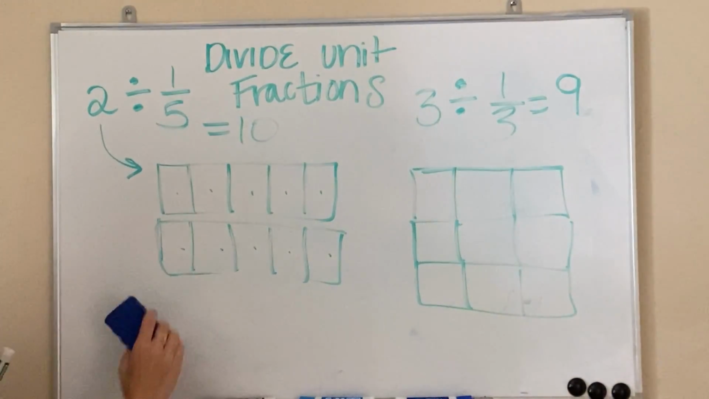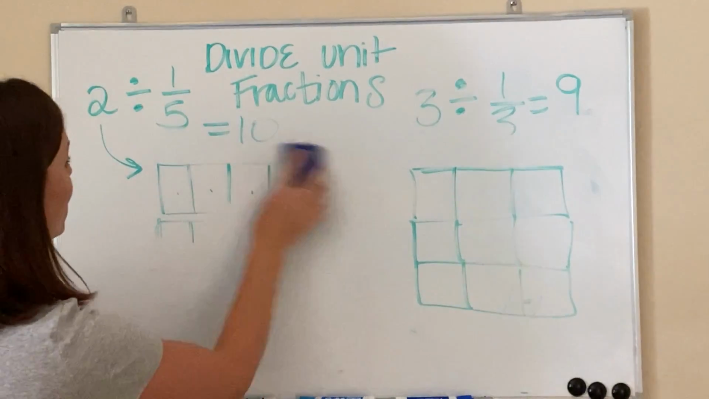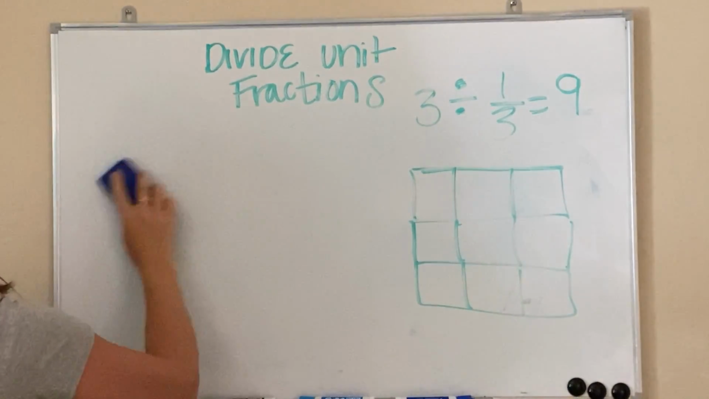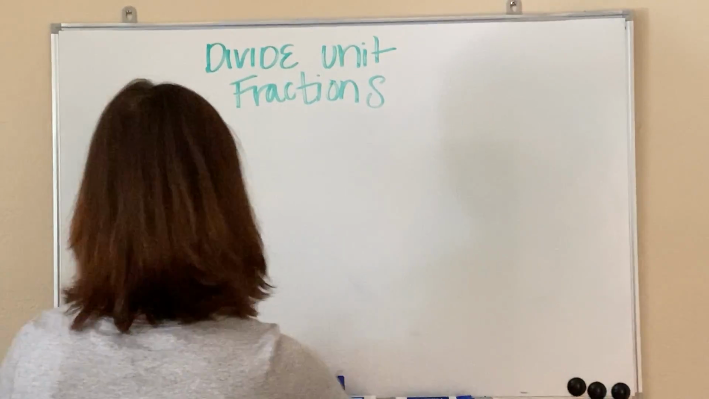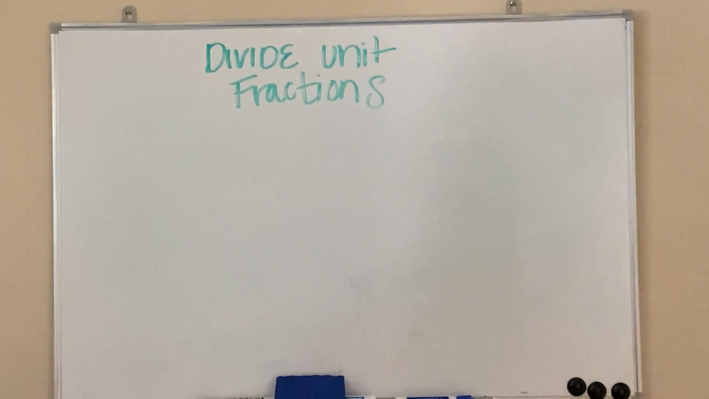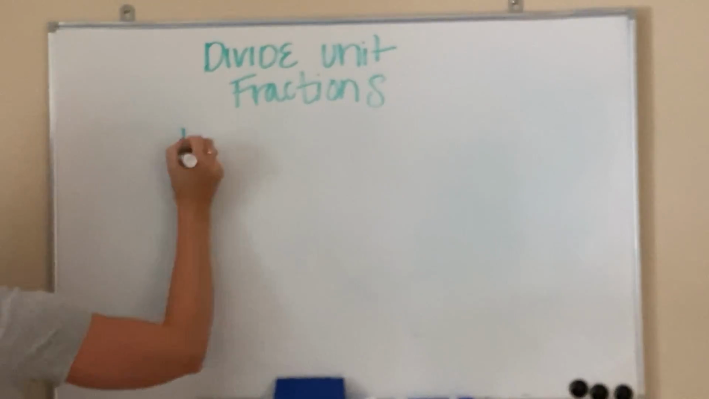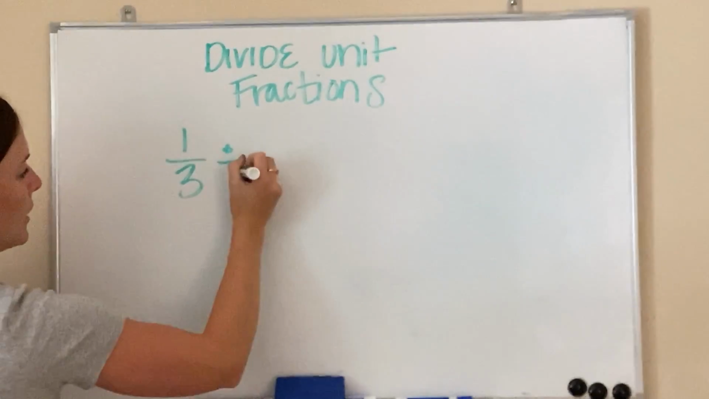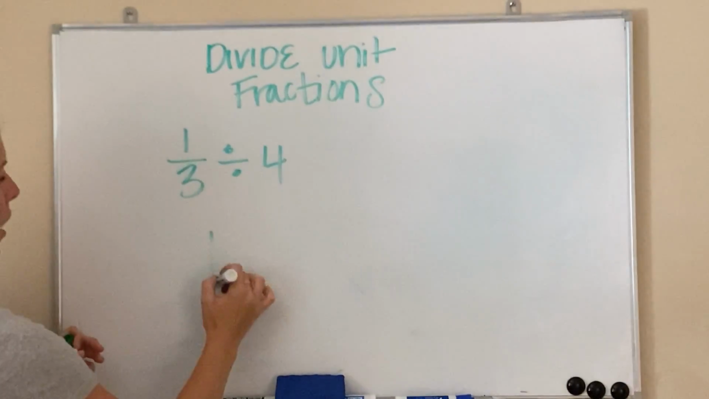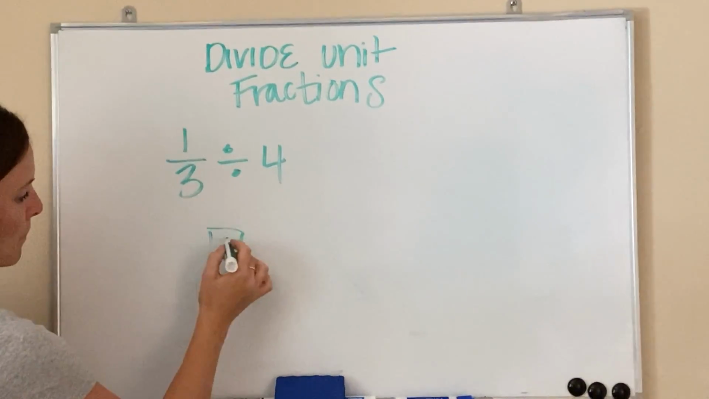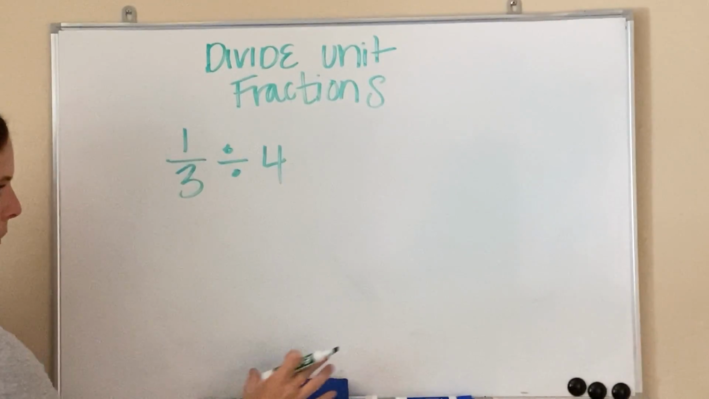Now let's see what happens when we do a fraction by a whole number, because that's a little different, and I'm going to show you a trick on how to do it. It only applies when you're dividing a fraction by a whole number. So what if I did 1/3 divided by 4? Do you see how this is different? I can't take a third and then divide that into 4 pieces. That's very, very different, okay?